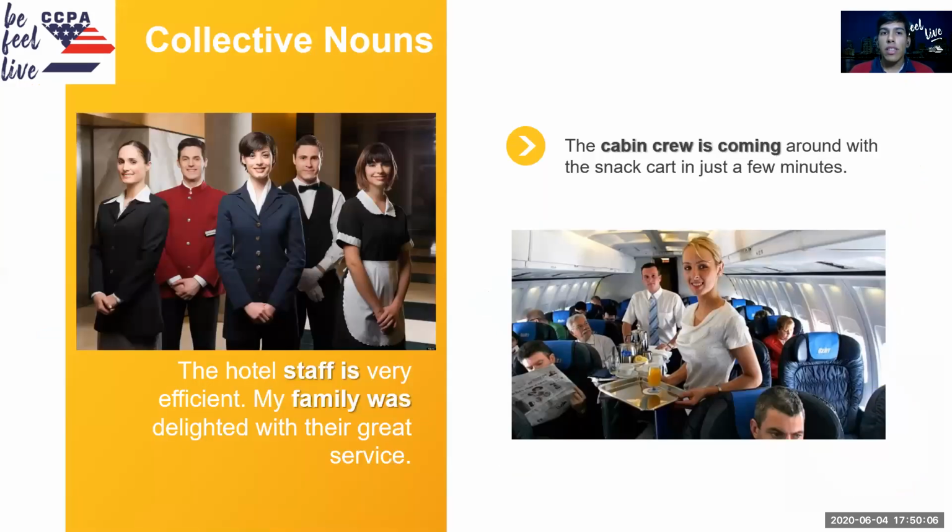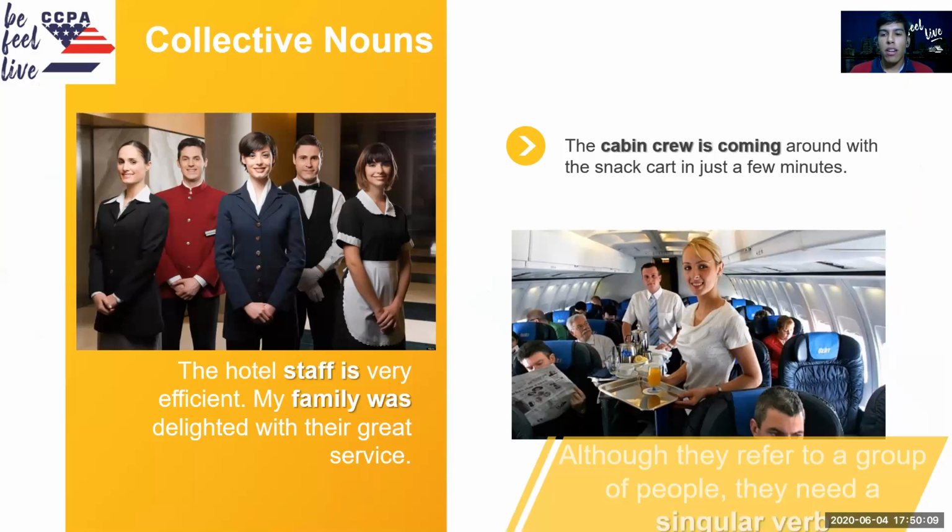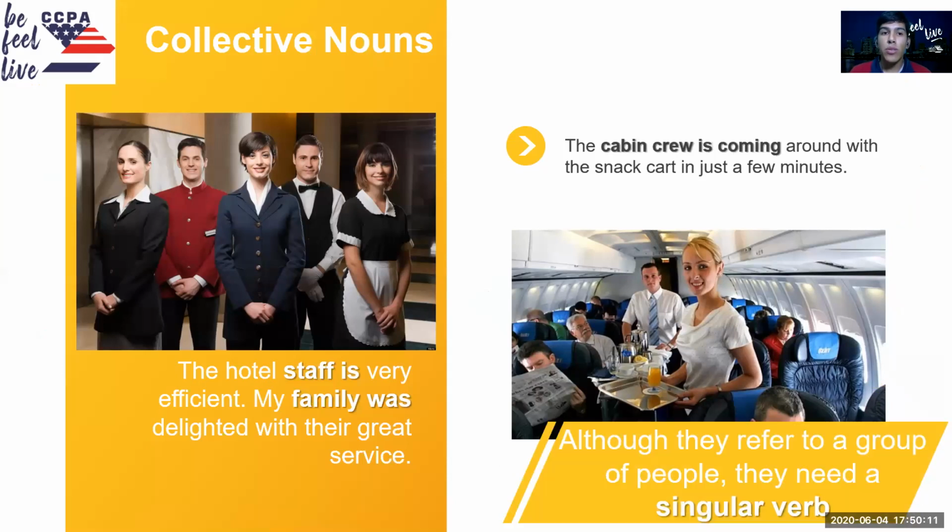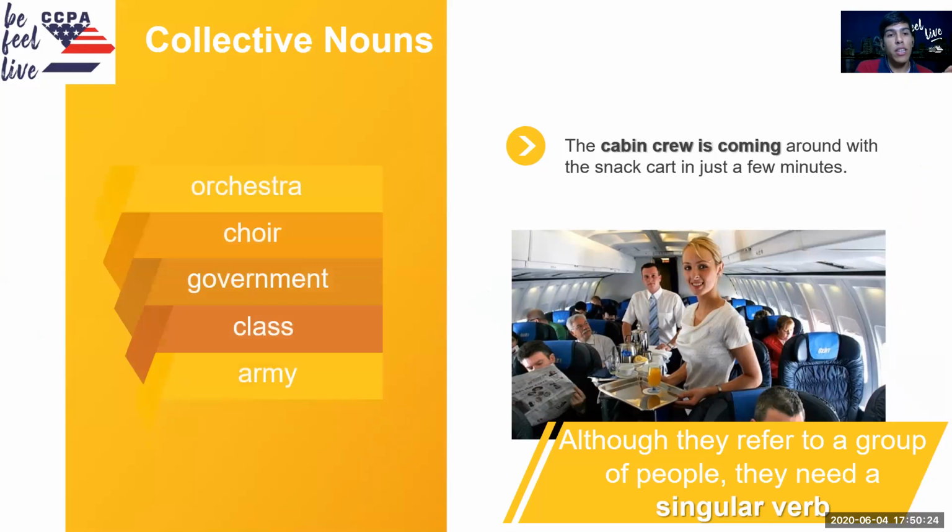Then we also learned about collective nouns, right? So they are nouns that refer to a group of people, but they always use a singular verb. Like the hotel staff is, my family was, the cabin crew is, okay? Some other words in this category are orchestra, choir, government, class, and army, right? And the only one, I told you this at the end of last class, so I want to see if you remember this. There is only one collective noun that uses a plural verb.